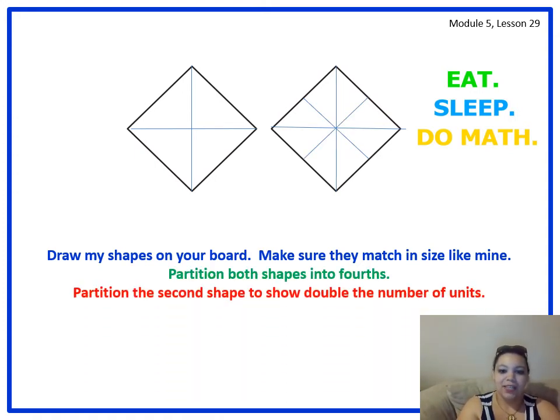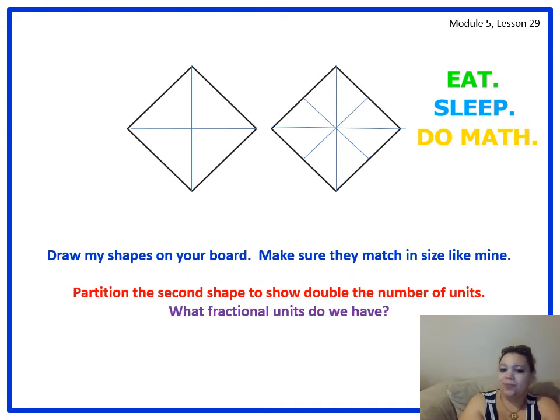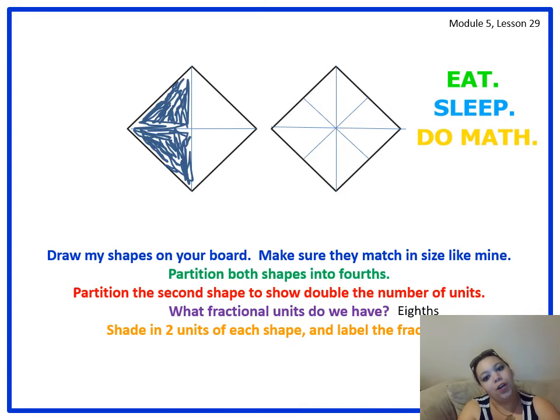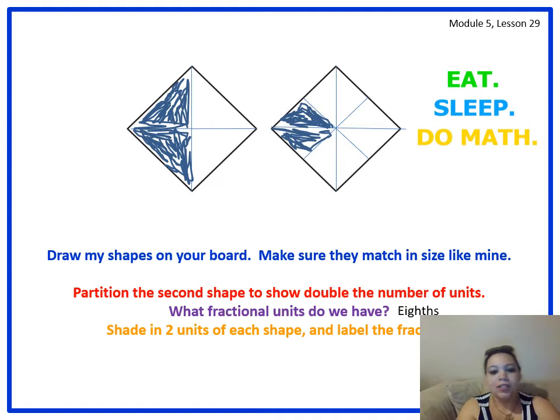All right, so we've doubled it, and now what kind of a unit do we have? We have 8. Excellent. So let's shade in 2 units from each of those shapes. So I'm going to shade in 2 on this one, and I'm going to shade in 2 on the next one. Now, which one is going to be the greater fraction?